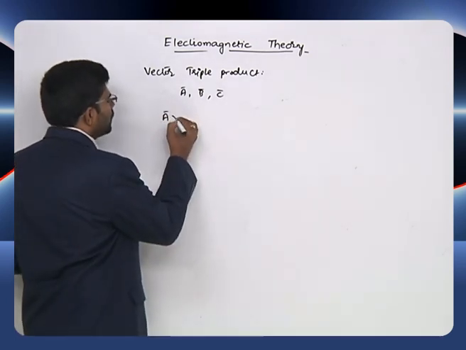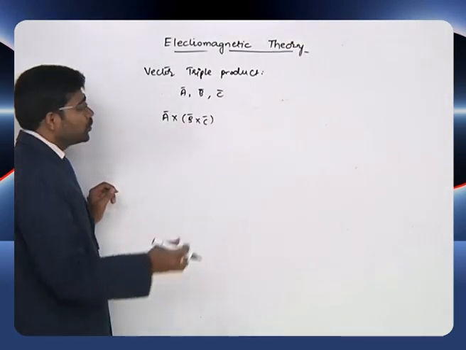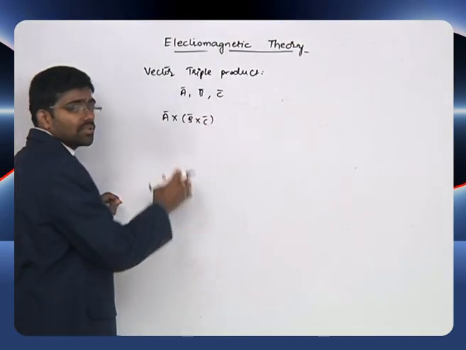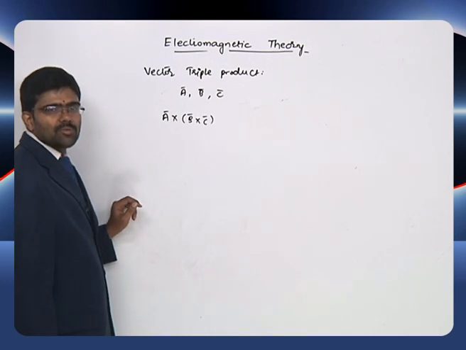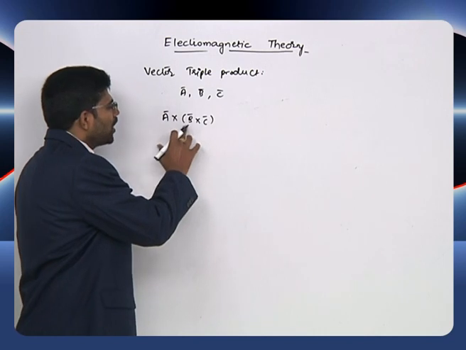The vector triple product. Let us consider A bar cross B bar cross C bar. Here we are not supposed to change the position of these two vectors as we wish, since A bar cross B bar is not equal to B bar cross A bar, so leave it as it is. So A bar cross B bar.